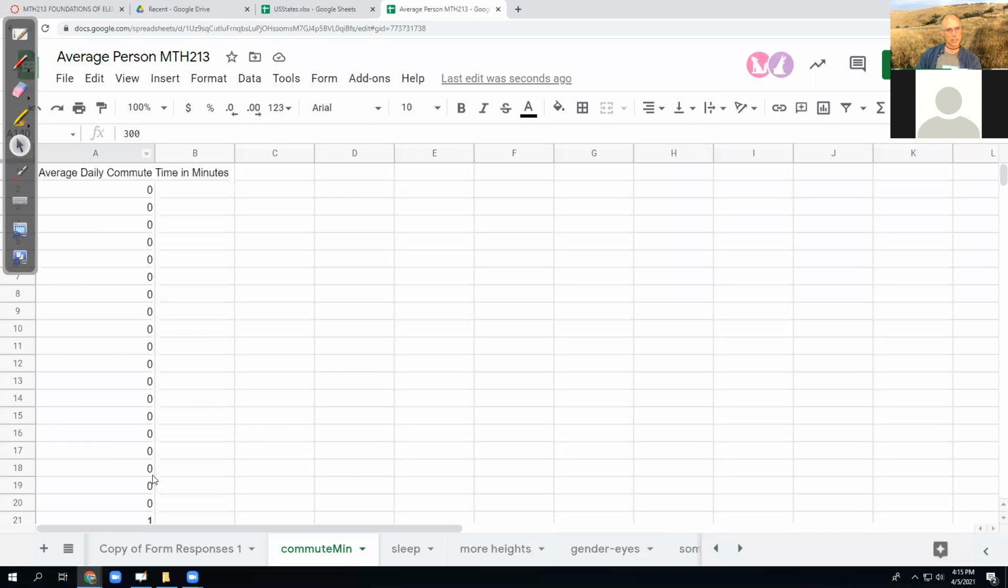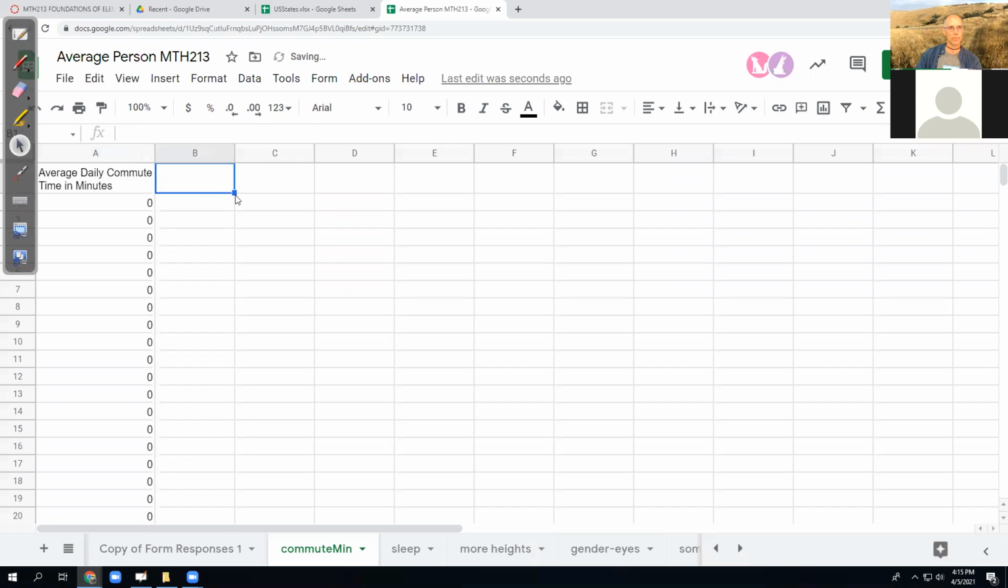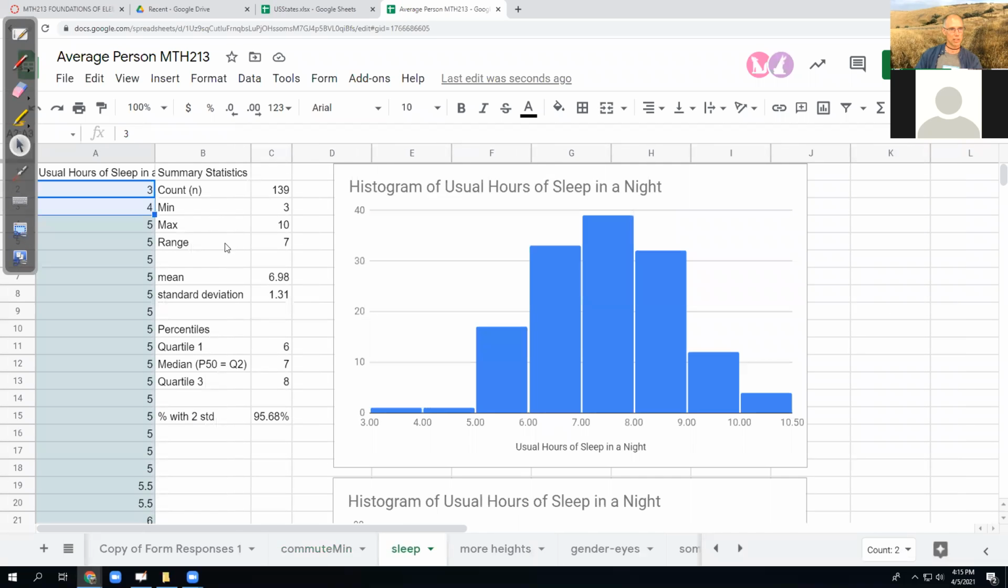So let's summarize this data. Since we've already developed a set of summary statistics, we could just copy and paste from a previous tab to get those in here. Clean this up just a little bit to make that all in one cell by Format, Text wrap, Wrap. That's a little better.